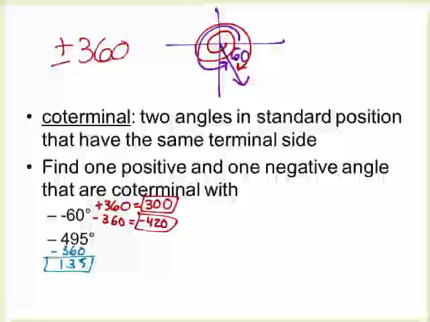So I need a negative answer. How am I going to get to a negative answer? Subtract again. You can add and subtract as many times as you want or need to until you get to a positive and negative answer.